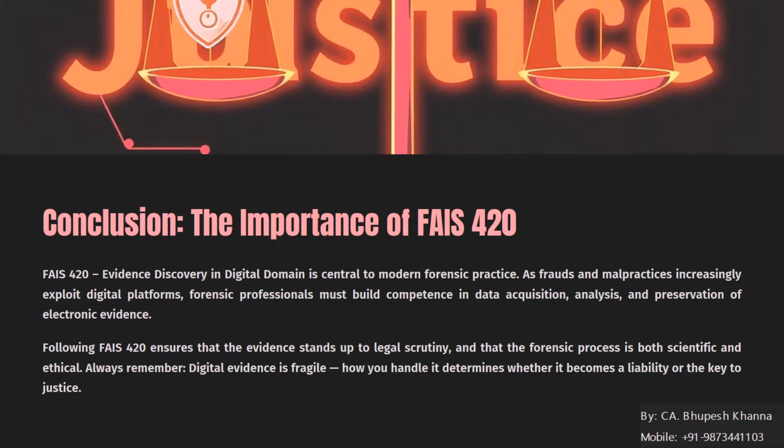Last is conclusion. To conclude, FAIS 420, Evidence Discovery in Digital Domain, is central to modern forensic practice. As frauds and malpractices increasingly exploit digital platforms, forensic professionals must build competence in data acquisition, analysis, and preservation of electronic evidence. Following FAIS 420 ensures that the evidence stands up to legal scrutiny and that the forensic process is both scientific and ethical. Thank you.